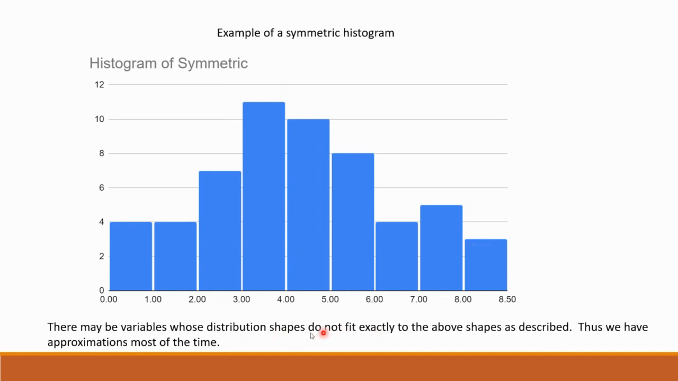As I have down here, they may not fit exactly the descriptions of the shapes as described. That can happen. In other words, both halves may not line up exactly. They may not overlap exactly if you fold along the middle. But if it's close, then we'll say it's symmetric. All right, so that's what we have here.